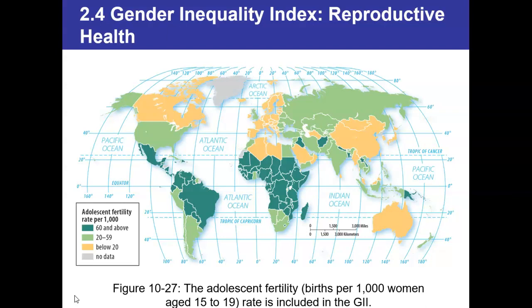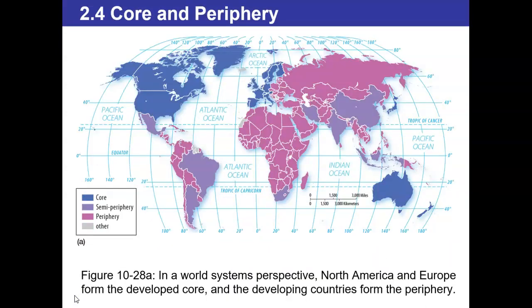Many would attribute this to political debates over the expansion of family planning and the education surrounding contraceptives. For example, in many states, particularly in the South, there's more emphasis on teaching about abstinence than there is on education surrounding family planning. Figure 10-28A also shows the core and periphery countries again.